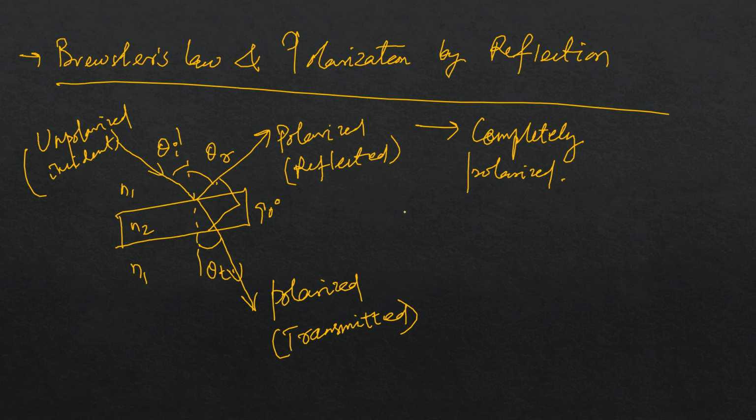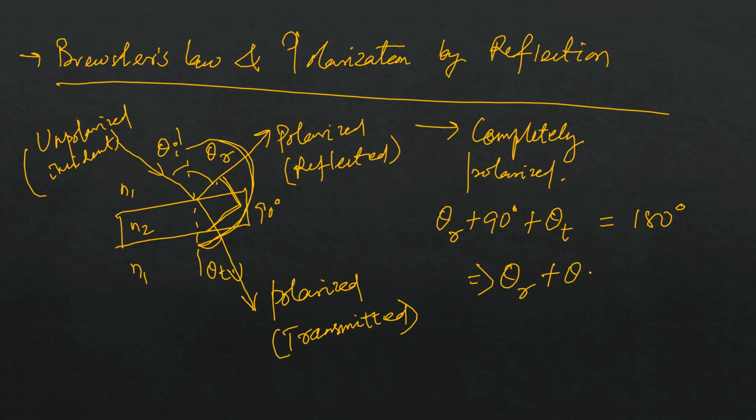So theta r plus theta t, see, this one is 90 degrees and this whole thing is 180 degrees. So theta r plus 90 plus theta t I can write as 180 degrees. So theta r plus theta t is equal to 90 degrees. So theta r is equal to 90 minus theta t.